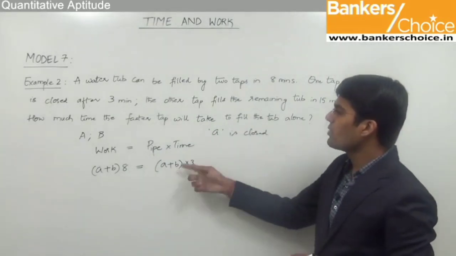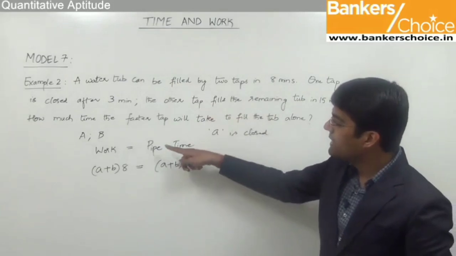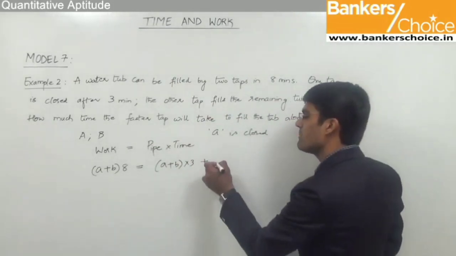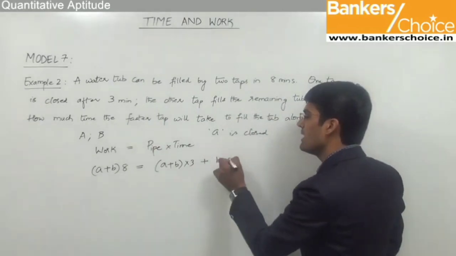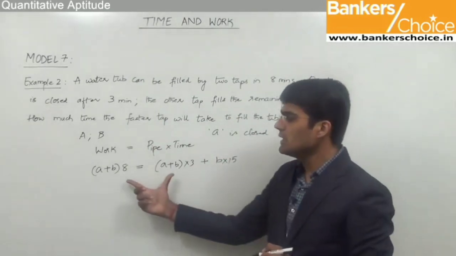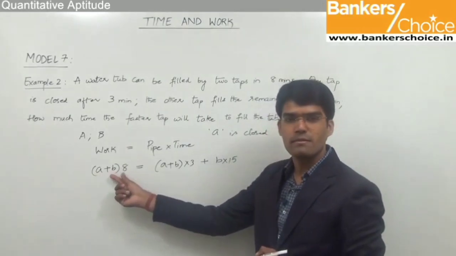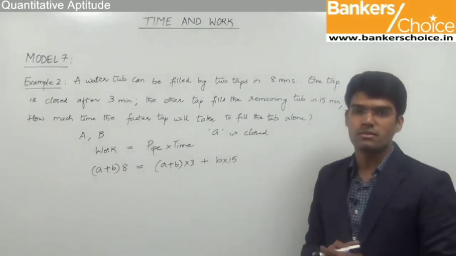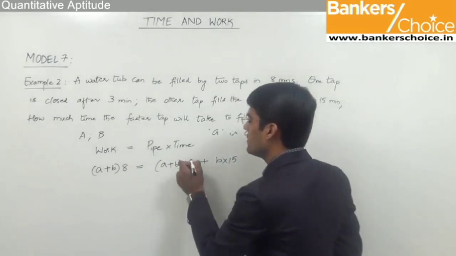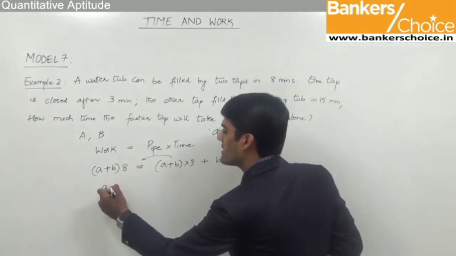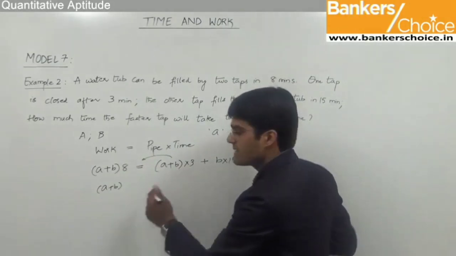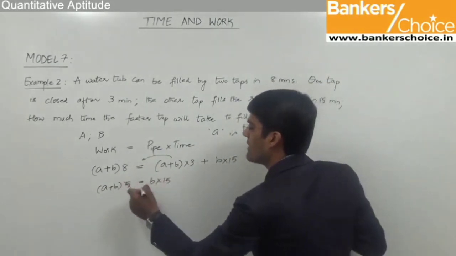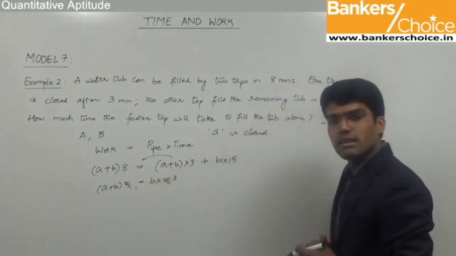Or we can also assume that tap B is closed, but let us go by tap A is closed. So when tap A is closed, the other tap, tap B here, can fill the remaining tub in 15 minutes. So the remaining work was done by tap B alone in 15 minutes. So this is the work equation in terms of pipes into time. Now by simplifying this, we can get the relationship between the 2 taps. By taking A plus B into 3 to the other side, we get A plus B into 8 minus 3 is 5, and that should be equal to B into 15. So 5 into 1 and 5 into 3 is 15.